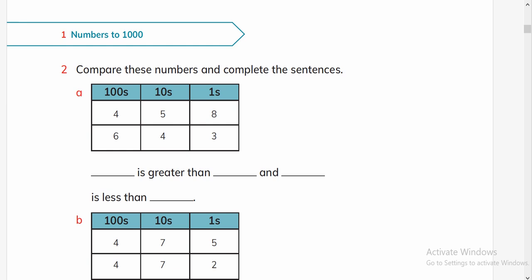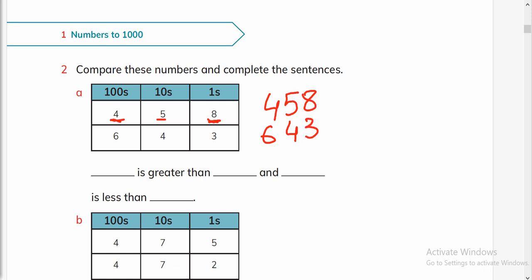Compare these numbers and complete the sentences. It is very easy. 4 is written at the hundreds place, 5 is written at the tens place, and 8 is written at the ones place. So the number is 458 and the next number is 643.